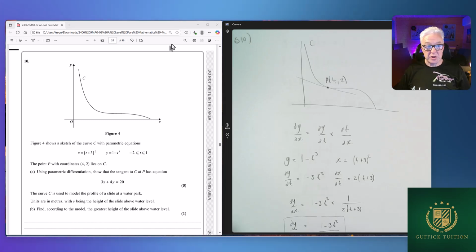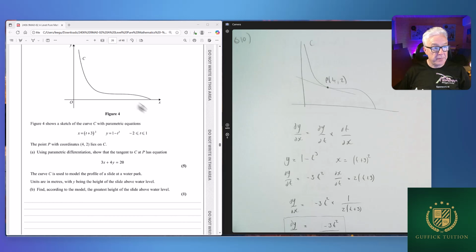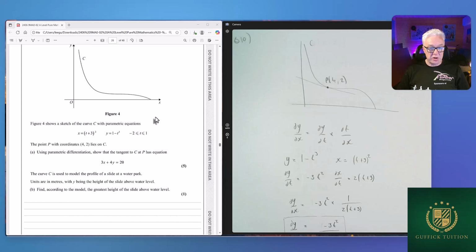Hello everyone, we're on question 10 now of paper 2 from 2024, and let's have a look at what it says. Figure 4 shows the sketch of a curve C with parametric equations x equals (t + 3)² and y equals 1 − t³, where t is between 1 and −2. The point P with coordinates (4, 2) lies on C. Using parametric differentiation, show that the tangent to C at P has the equation 3x + 4y = 20.